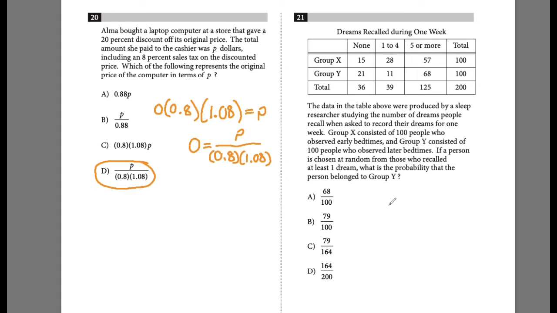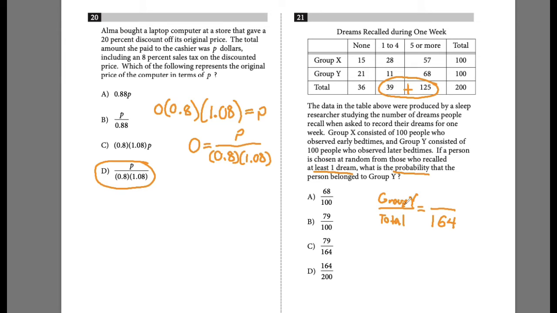In order to find the answer here, we need to find the probability that the member came from Group Y. So we need to find out how many people in Group Y meet the criteria of recalling at least one dream, divided by the total amount of people who recalled at least one dream. So in total, we're going to go to the 1 to 4 column and 5 or more column, and we need to add them. 39 plus 125 is going to be 164.